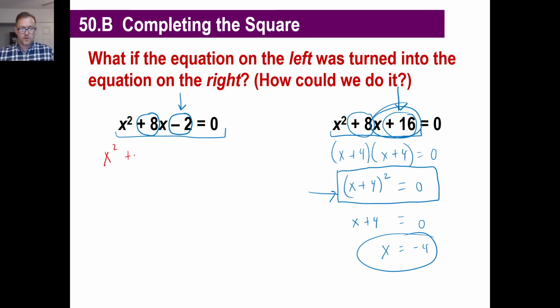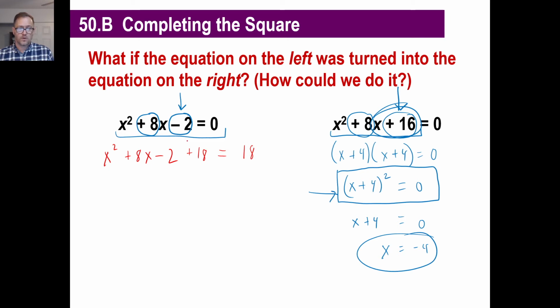You would need to go like this. You need to go x squared plus 8x, I'm just copying here, minus 2. Okay, then you'd have to go, wait a minute, I don't have negative 2, I need a 16. I need to add 18, right? That's what you need to do. But since this is an equation, you have to add 18 over here as well. Okay, you see what I just did?